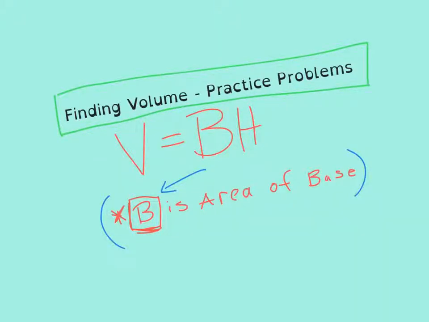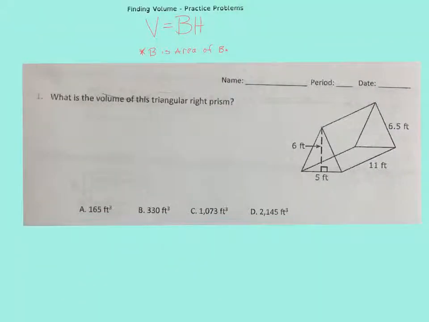All right, today's lesson is going to be on finding volume, and we are going to do some practice problems. So the volume formula is volume equals base, or the area of the base, times the height of any 3D shape. So volume is filling up a shape, so it's what can fit in the inside of a shape. All right, follow along on your sheet of paper and complete the problems with me.